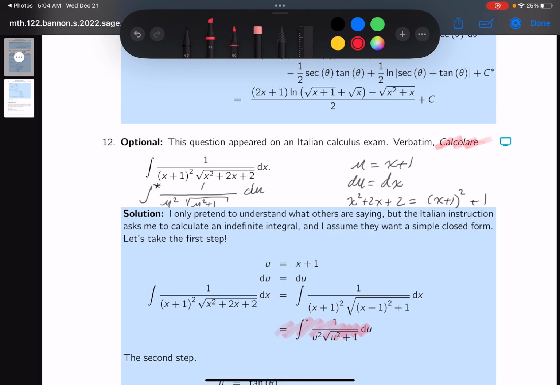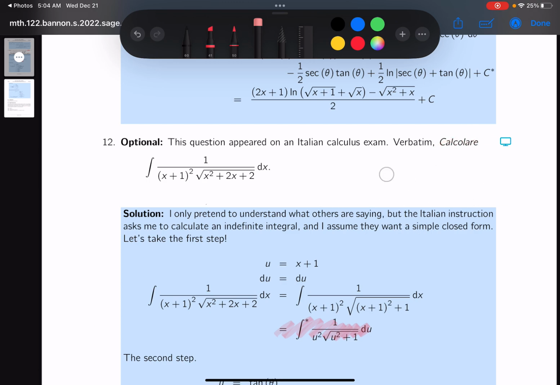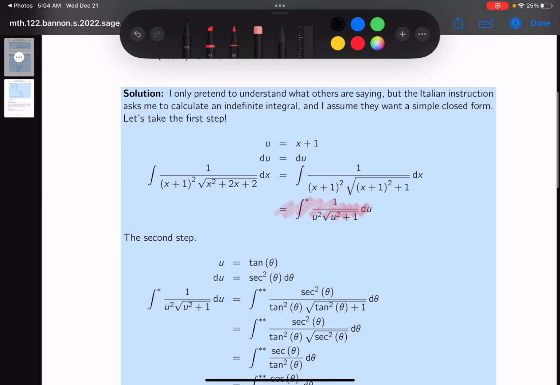The next thing I would do, and again, I need to move backwards later, I need to make another substitution. I'm going to use a trig substitution now. It's going to be u equals the tangent of theta, and du would equal secant squared theta d theta. Let's make that substitution and see what we come up with. It's my second substitution now.